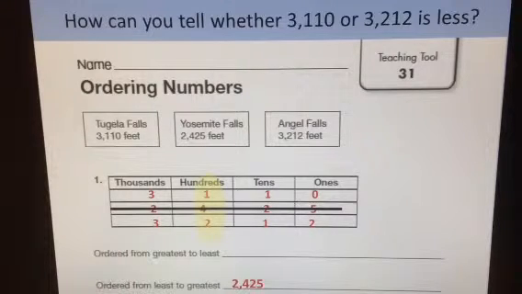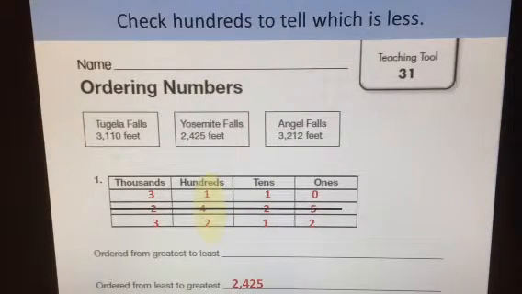At the bottom there I've written in 2,425 and I crossed it out because now we know which one's the least. Then you have to ask yourself, how can you tell whether 3,110 or 3,212 is less? You can tell by looking at the hundreds place. So now my highlighting has changed to show the hundreds place. Compare the hundreds digit in the top number to the hundreds digit in the bottom number. 1 is less than 2, so 3,110 is less than 3,212.